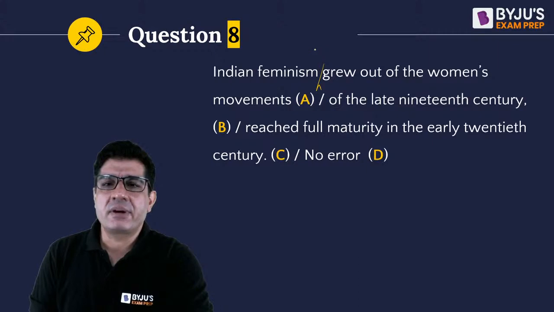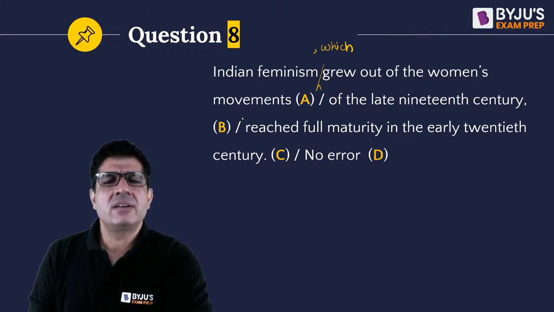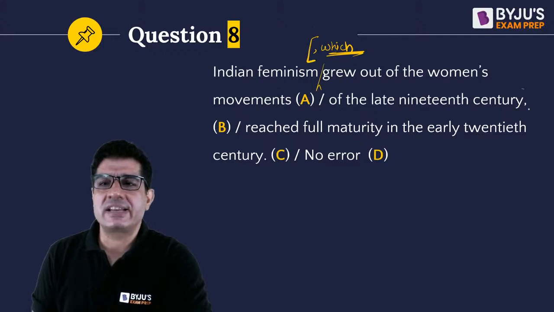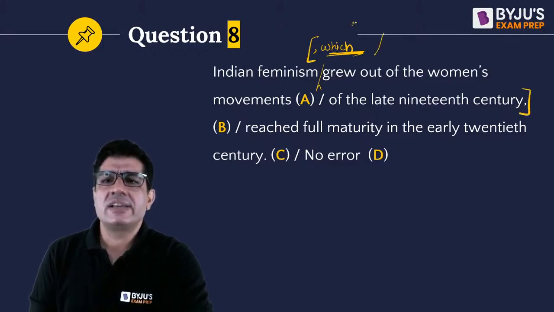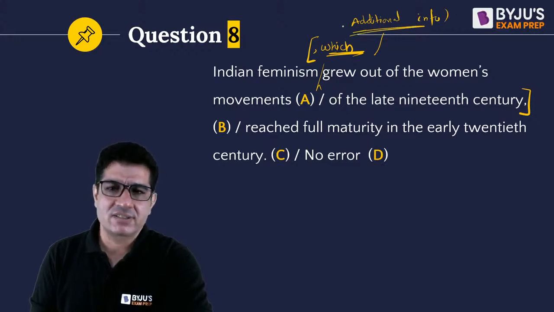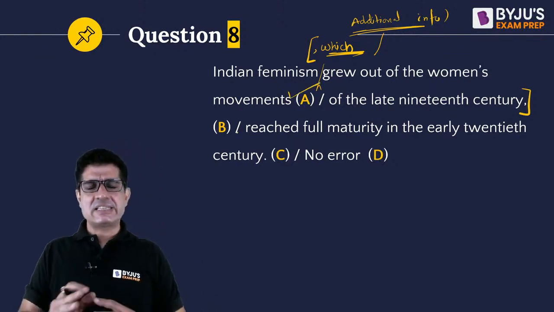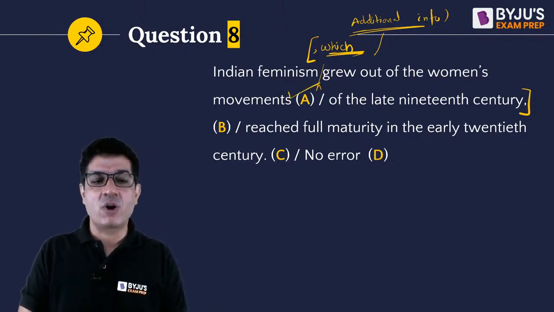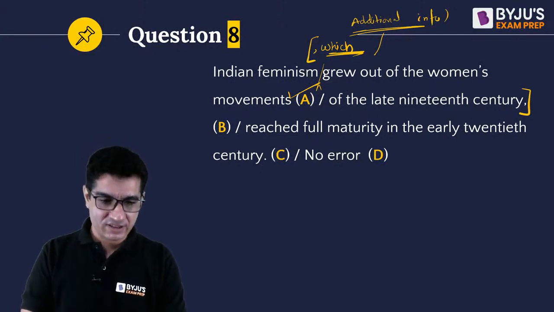What if I say, Indian feminism, which grew out of the women's movements of the late 19th century, reached full maturity in the early 20th century. The moment I introduce this "which", it's basically like saying that this entire part is additional, non-essential information embedded within the sentence. So that fixes it, and that is why the correct answer should be A. That's the easiest, smoothest, unambiguous way of fixing this particular question.